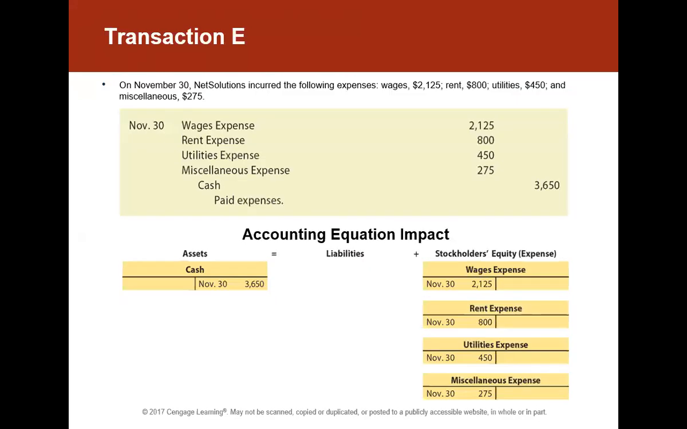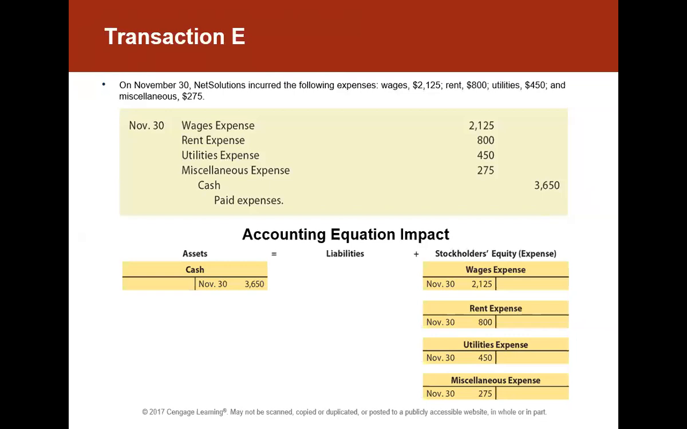Here, this one looks a little different, doesn't it? Notice we have 4 debits and 1 credit. That's completely okay. This is what we call a compound transaction or a compound journal entry. So we paid several bills. We received a bunch of bills and we paid them all at once. We paid wages, rent, utilities, and some type of miscellaneous expense. So we can put it all as one journal entry.